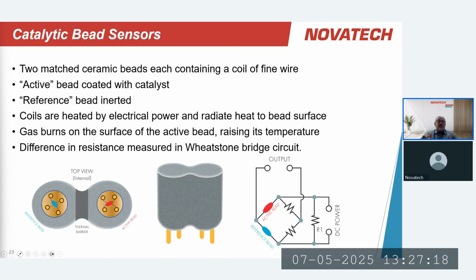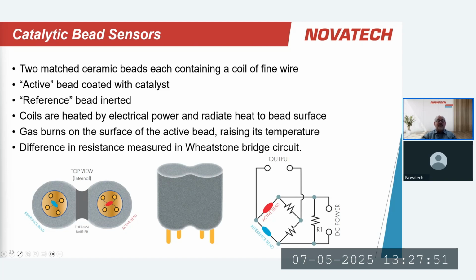On the uncoated bead, nothing happens. There's not enough of the methane or whatever hydrocarbon we're looking for to actually support combustion. But on the catalyst coated bead, it will allow combustion. Catalysts lower the energy requirement, allow reactions to occur in circumstances that would not normally allow that reaction to occur. So we do get combustion happening on the catalyst coated bead. Because we have combustion happening, we generate heat.